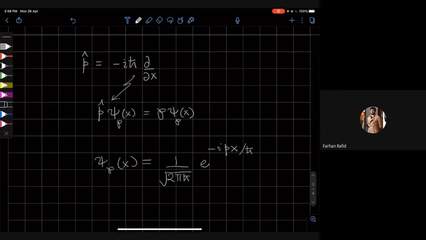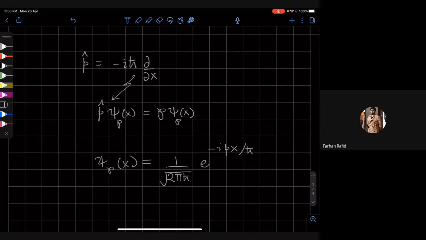Okay, so the h bar is really here to make sure that we have the right dimensions, because this has to be dimensionless, and p times x has a dimension of angular momentum, so you divide by h bar, which makes it dimensionless. Right? So this was the continuous case.